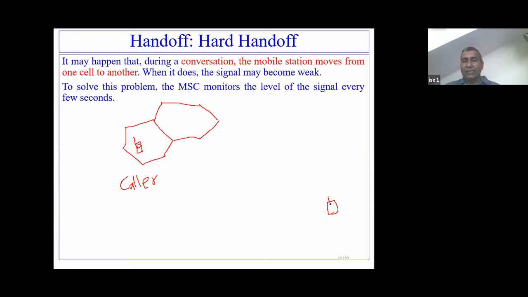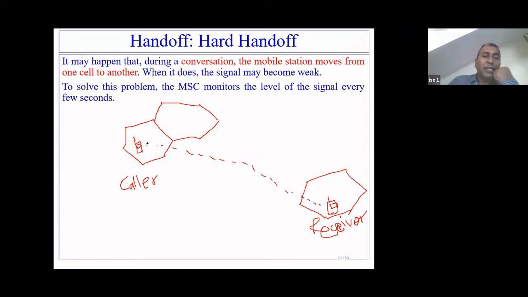And the call is still connected, and it is present in some cell. So this is the receiver mobile phone, which is present in some cell like this. Okay. Now the communication is on. The method I have told how the communication is going on.